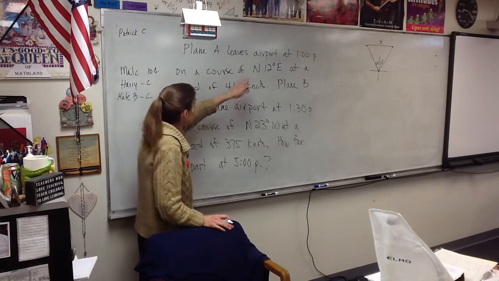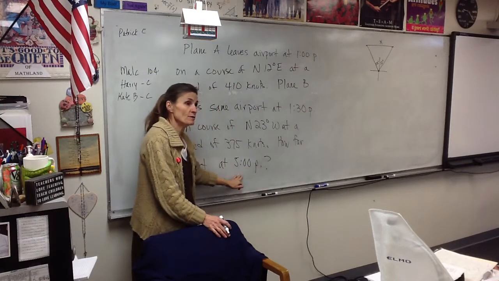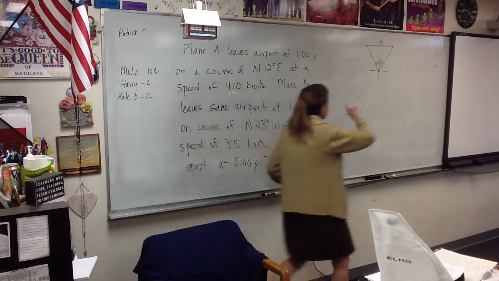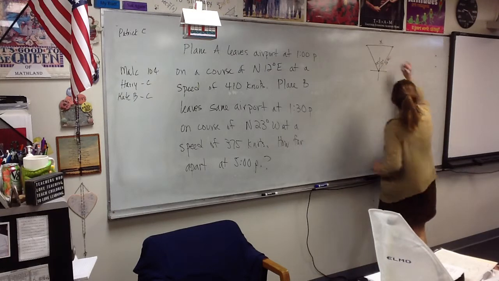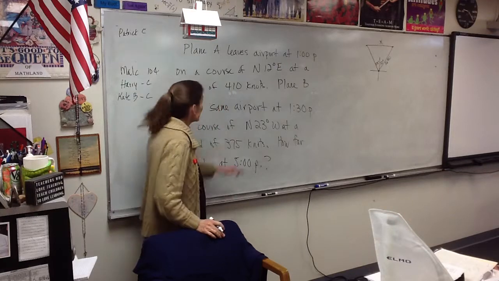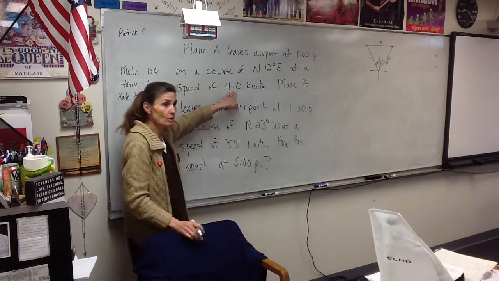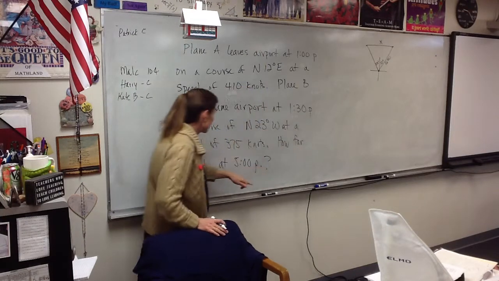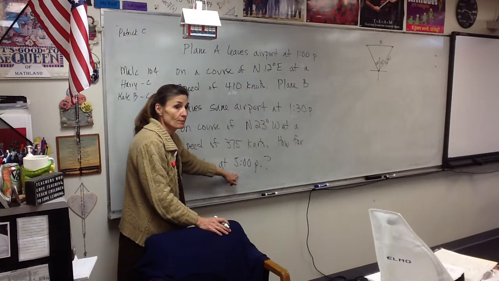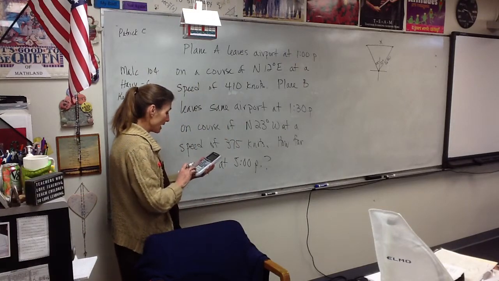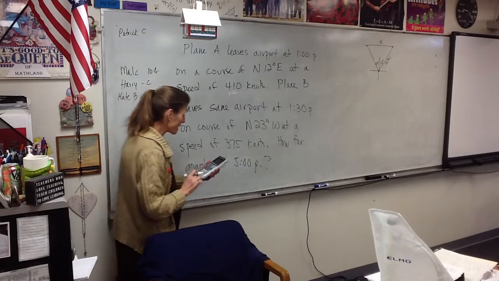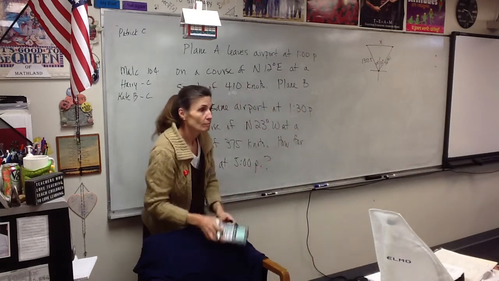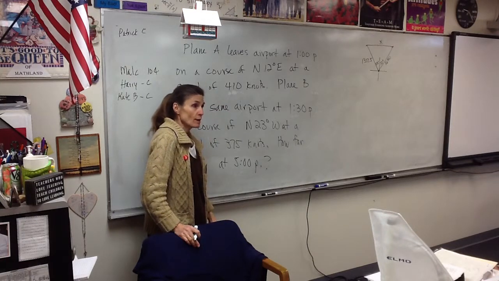This is the speed. So this first plane left at 1. I want to know the distance at 5, so he's traveling for 4 hours at a speed of 410. So his vector has a length of 1640 nautical miles. How did I get 1640? 410 miles an hour for 4 hours. Now the other one didn't start till 1:30, so he only traveled for 3.5 hours at a speed of 375. So his vector is 1312.5. Are you okay with that?